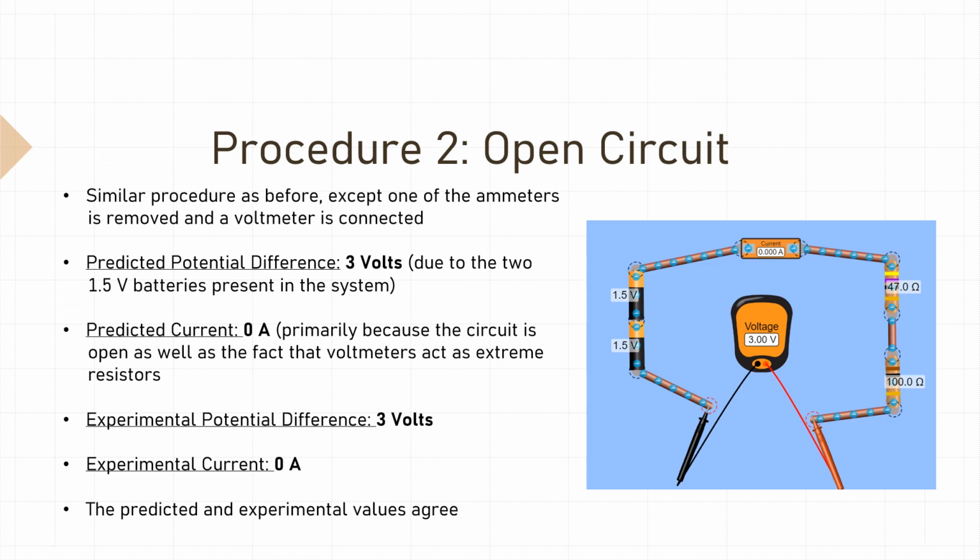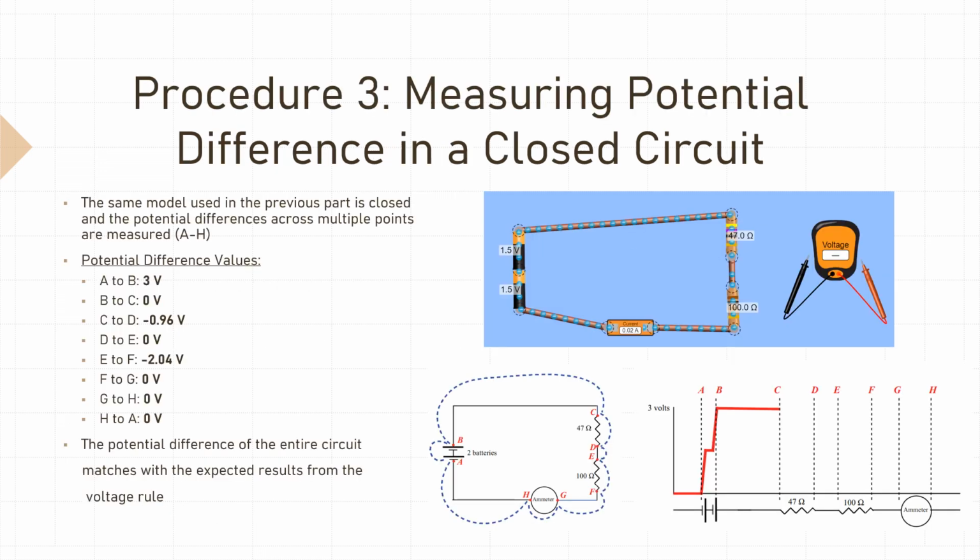For procedure 2, the same model is used except one ammeter is taken out, and the potential difference is predicted to be 3 volts due to the two batteries, and the predicted current is 0 amps because the circuit is open. And the experimental potential difference and current match the predicted values, which means they agree.